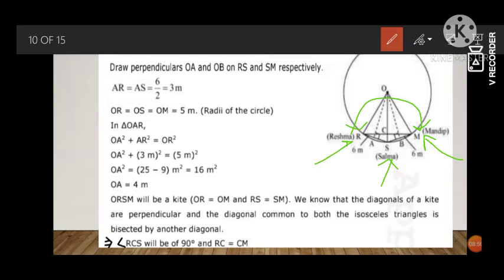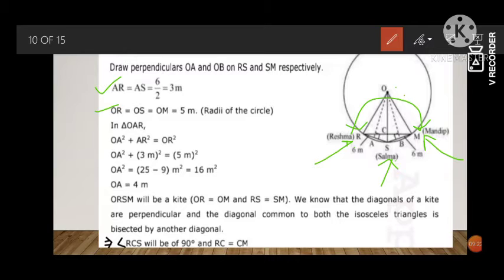So AR is equal to half of RS, as we are drawing a line from the center of the circle to the chord RS. RS is a chord, so any line that falls from the center on the chord bisects the chord. So the 6 meters will be divided into 3 each. So AR is equal to AS is equal to 3 meters. And the radius of the circle is given as 5, so OR, OS and OM are all 5 meters.